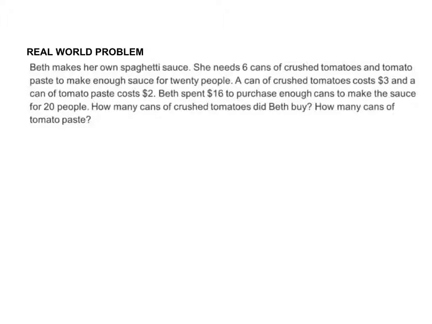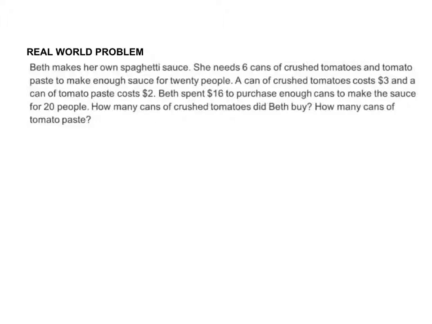So Beth makes her own spaghetti sauce. She needs 6 cans of crushed tomatoes and tomato paste to make enough sauce for 20 people. A can of crushed tomatoes costs $3, and a can of tomato paste costs $2. Beth spent $16 to purchase enough cans to make the sauce for 20 people. How many cans of crushed tomatoes did Beth buy? How many cans of tomato paste? So let's talk about this.